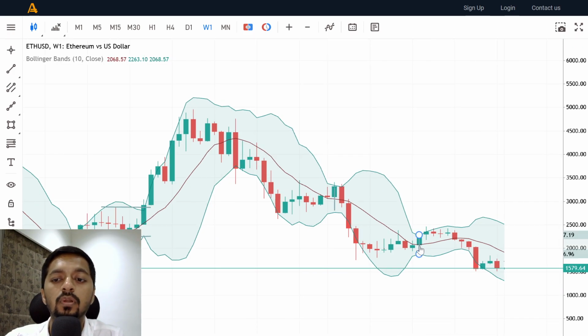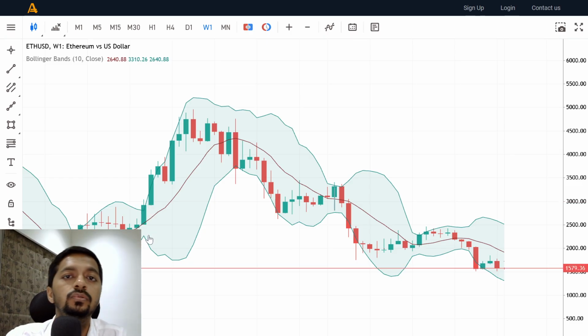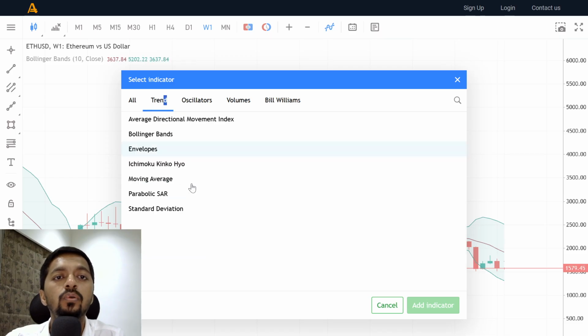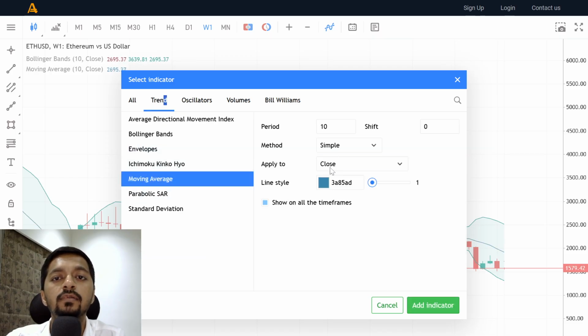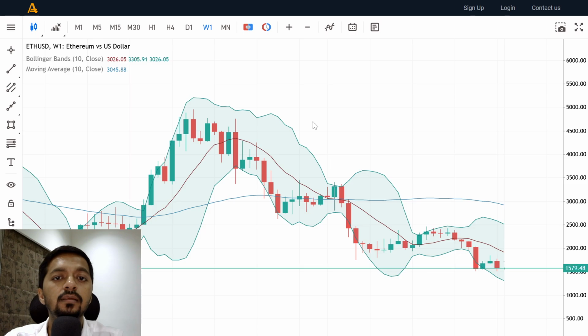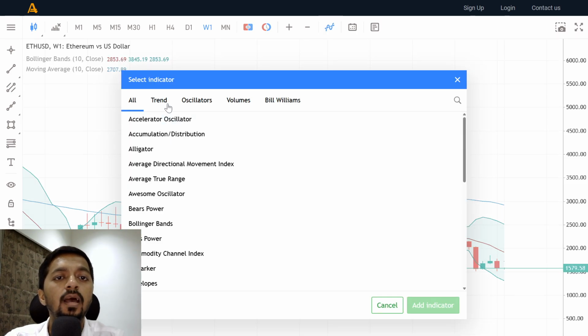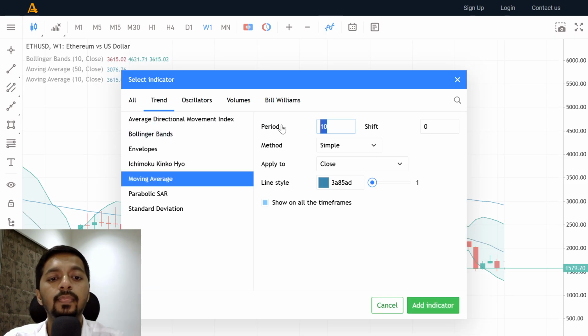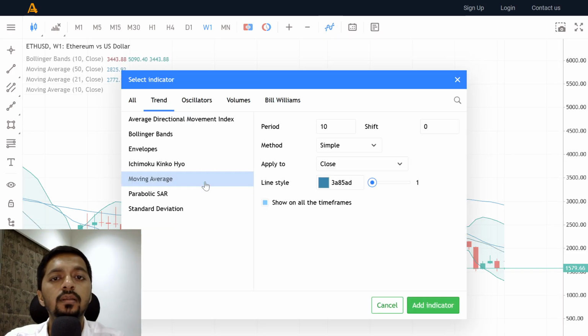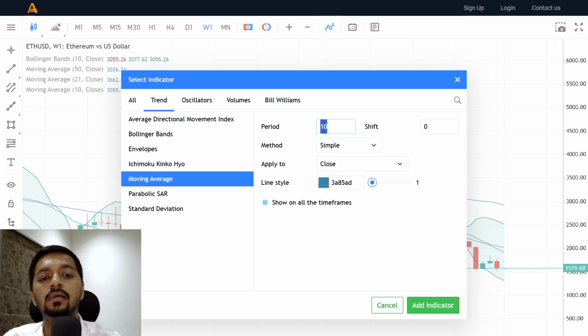Now let me show you another method using this Bollinger Band approach. This is one of my favorite methods. I'm going to use another indicator over here. I'm going to add a few moving averages. I'm going to add four averages, 50 period, then 21 period. You can change the color if you want. I'm not going to change the color of the same.